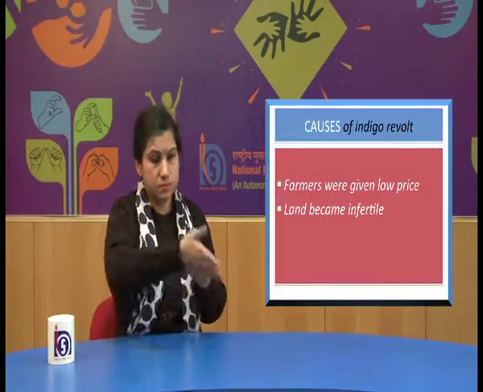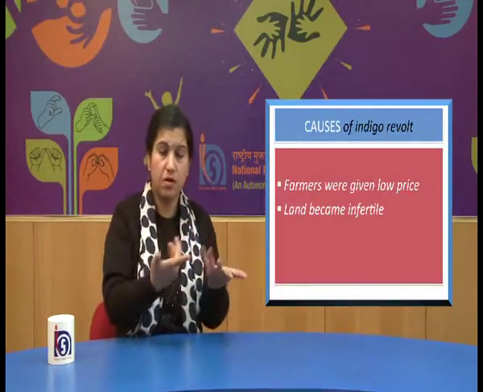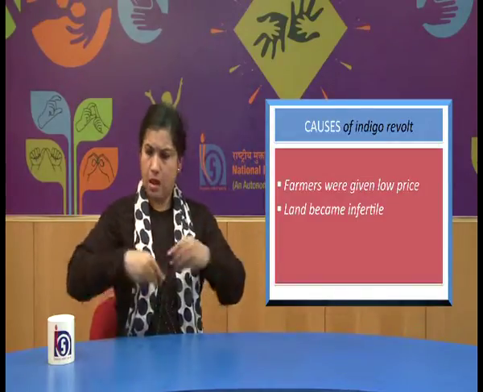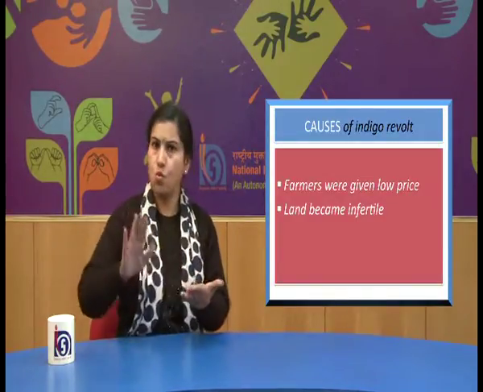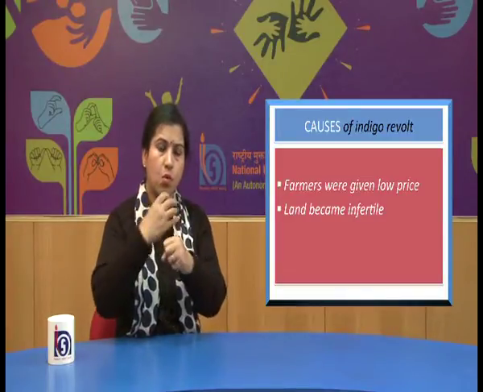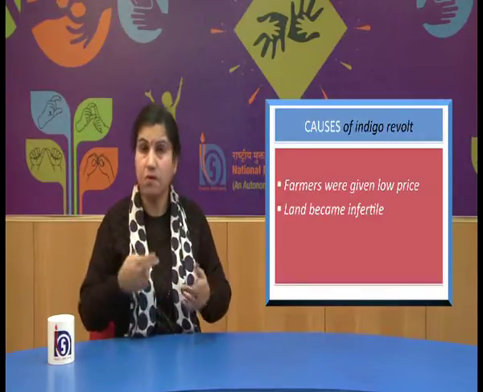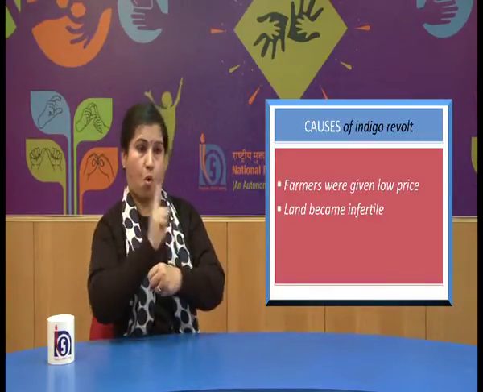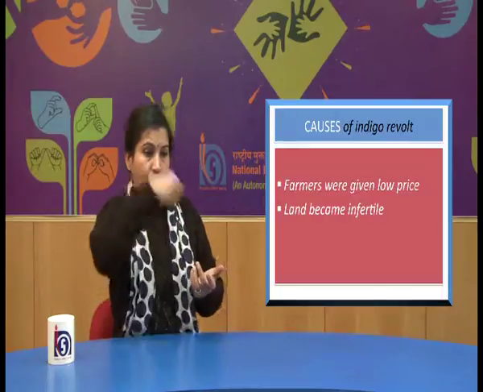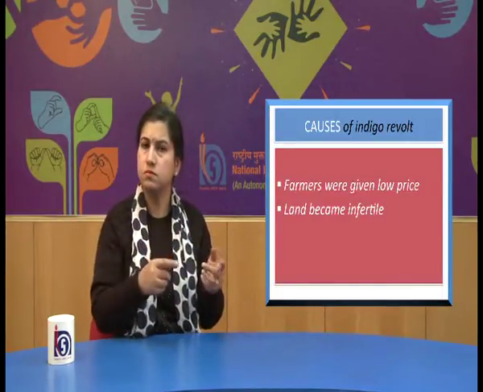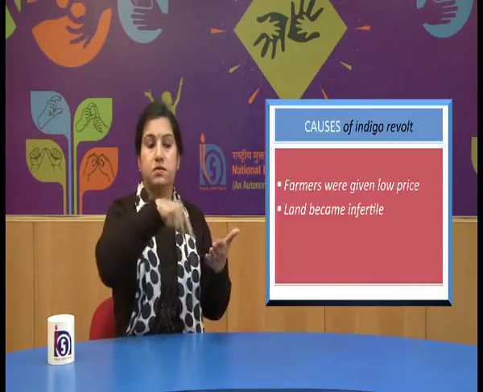And the condition was that both Hindu and Muslim farmers refused to cultivate indigo. And finally, the government passed orders to not force the farmers to grow indigo. And this was a victory for the farmers.